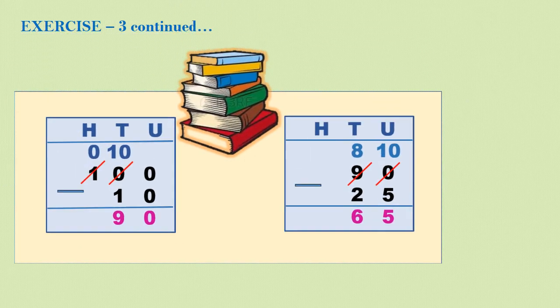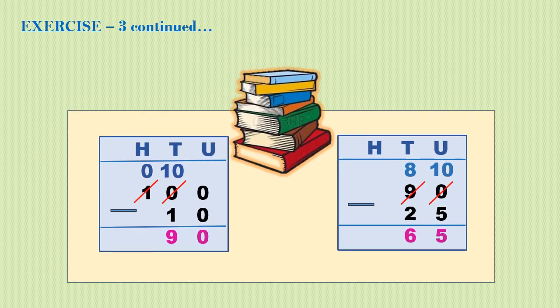Children, maths is fun. Do you know? You also can get the answer by doing subtraction 2 times as shown here. 100 minus 10 is 90, and 90 minus 25 is 65. Isn't it interesting?